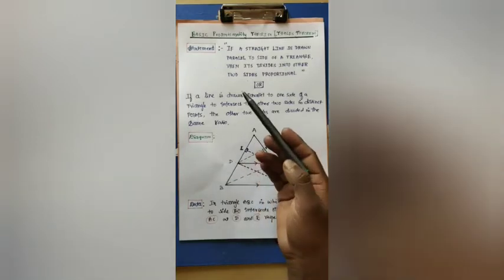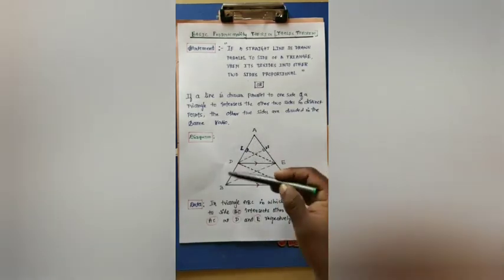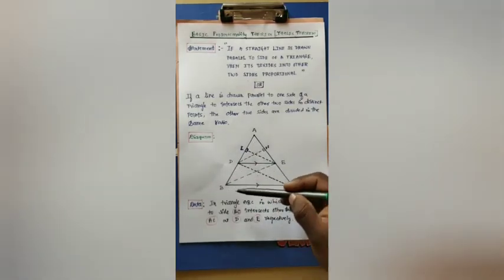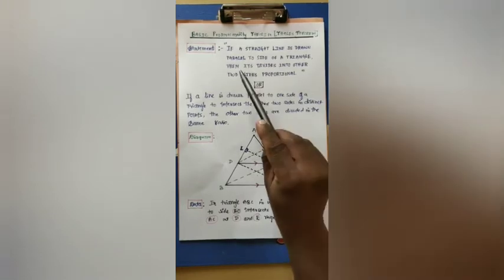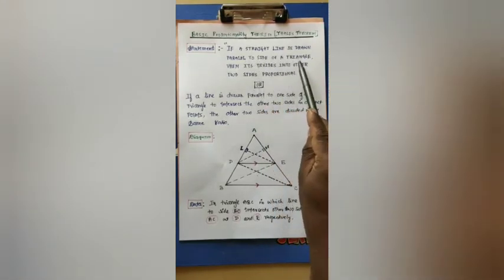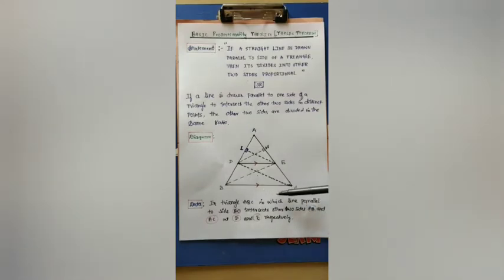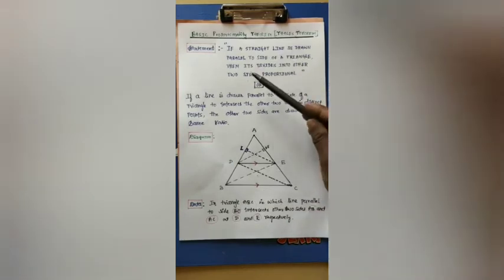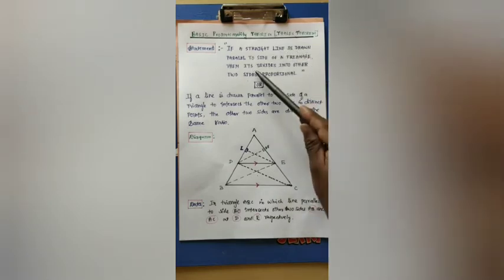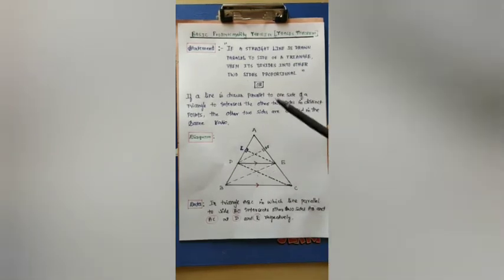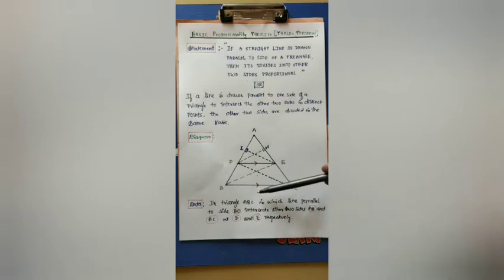The diagram of this theorem: see here, ABC is a triangle. BC is a straight line and DE is also a straight line. According to the statement, if a straight line is drawn parallel to a side of a triangle, the given side is BC. So we need to draw a straight line DE which is parallel to BC.